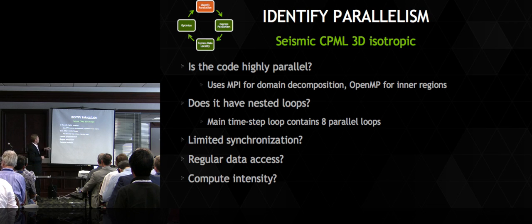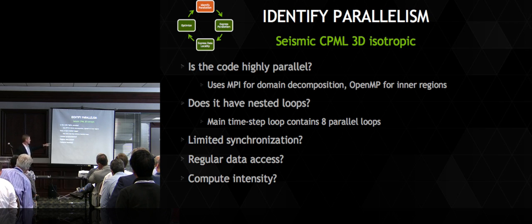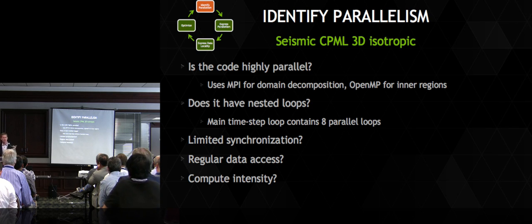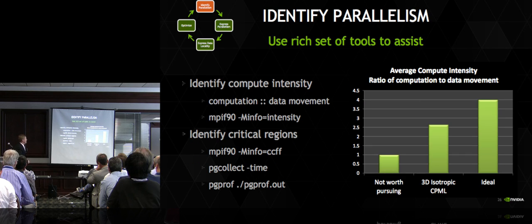So far, so good. Questions about synchronization, data access, and compute intensity are a little harder to answer first go. But if you're spending enough time computing in the inner region, then you're not going to be worried about synchronization. You're definitely going through a regular grid and regular access. The question is, how do I determine compute intensity? What is compute intensity? It's the ratio of how much time I'm spending computing and how much time I'm transferring data. If there's a tool out there, wouldn't you want that? Wouldn't you want to use it?